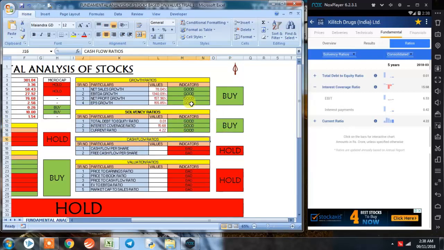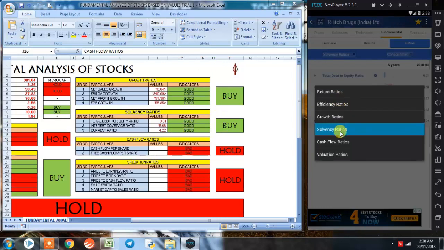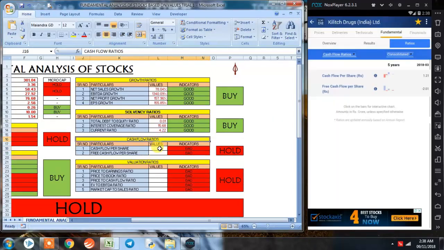Now coming on to cash flow ratio. The first is cash flow per share, which is 1.21, and the free cash flow per share is negative 2.01. So overall cash flow ratio has also given us a signal to buy this stock at this point of time.